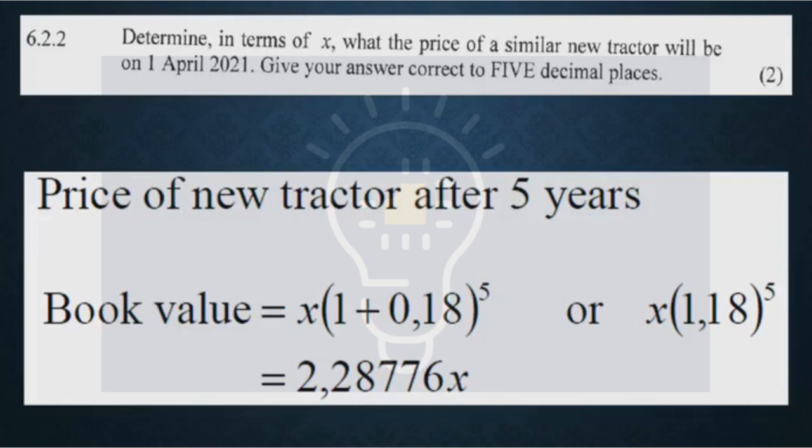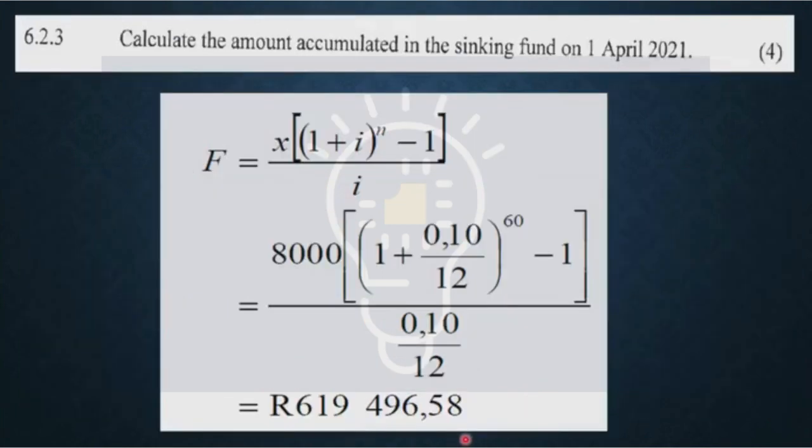The next question says, determine in terms of x what the price of a similar new tractor will be on the 1st of April 2021. Give your answer correct to 5 decimal places. Well, now we find the new price, but now we use the compound interest formula. So we have x, round bracket 1 plus 0,18 to the power 5, and that will give us 2,28776x. We're obviously going to use that as well.